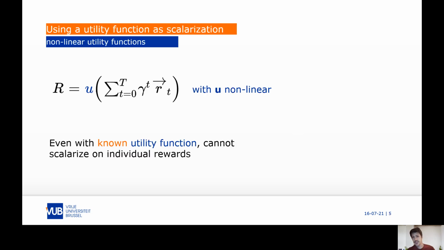Now, if the utility is nonlinear, we cannot apply the utility function on the individual rewards. This would be very tempting to do. You just apply the utility function on every r_t, which means that every time step you get a scalar, you can use a single objective algorithm, and basically you're done. But this will result in a very different utility than applying the utility on the whole episodic vectorial return. So the sum of individual utilities is not equal to the utility of the sum of rewards.